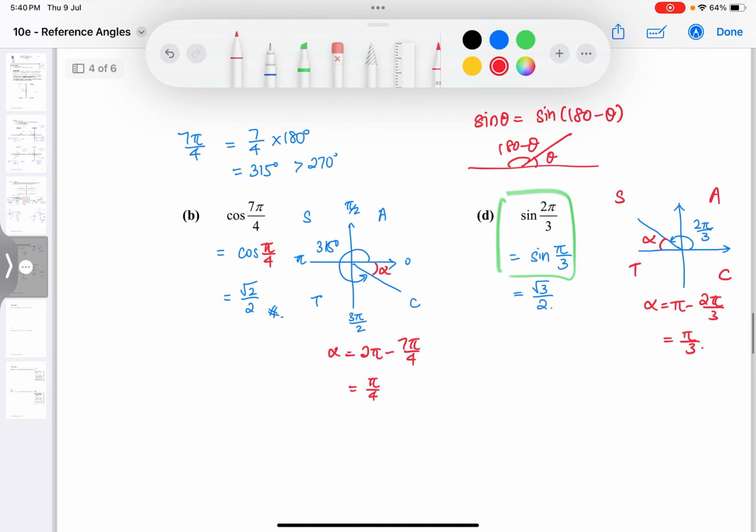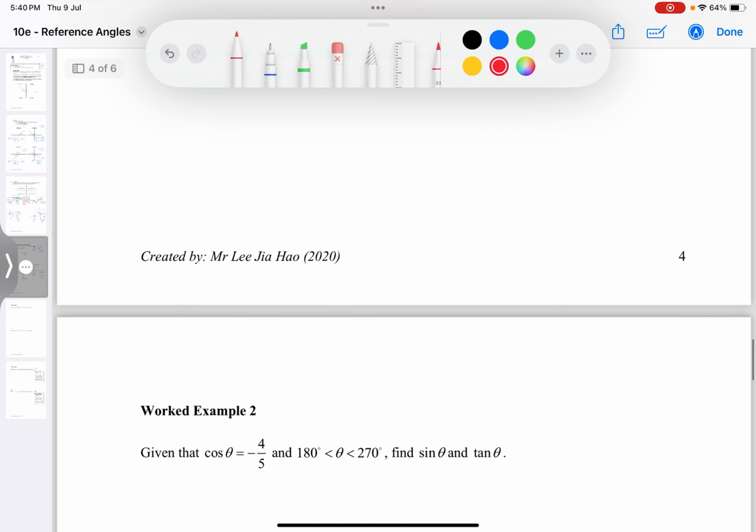Alright, so that's it for this try example. In the next video I will explain worked example 2.